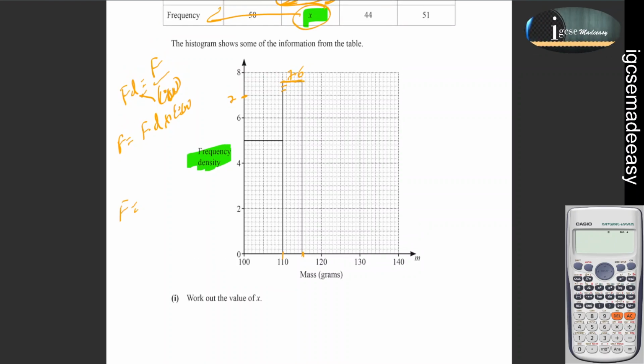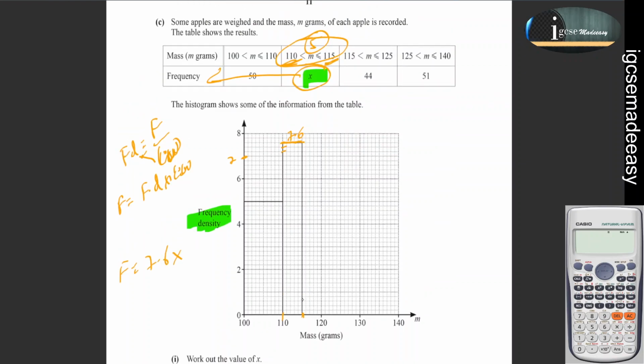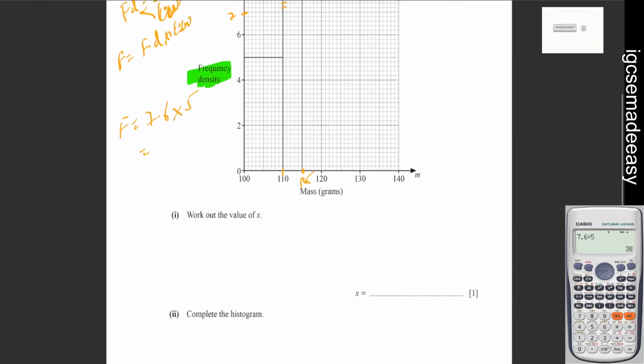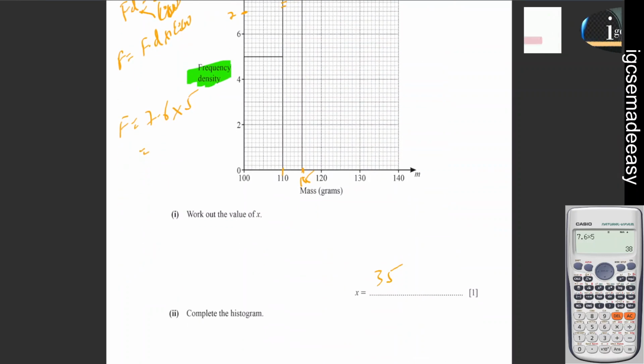Frequency density is what here? That is 7.6 into class width. Class width is 5, because 115 minus 110 is 5. So 7.6 times 5 gives you 38. 38 will be the frequency as well as the value of x.